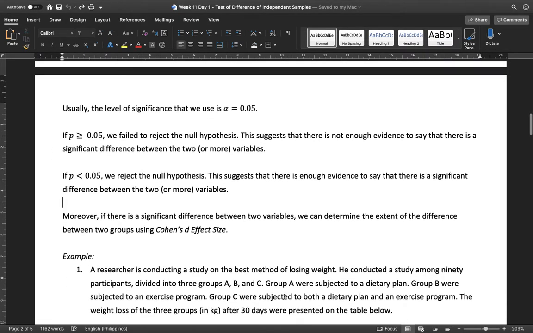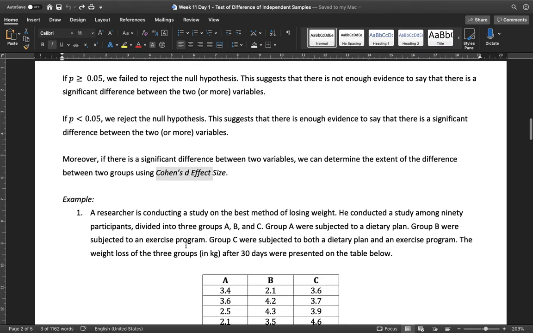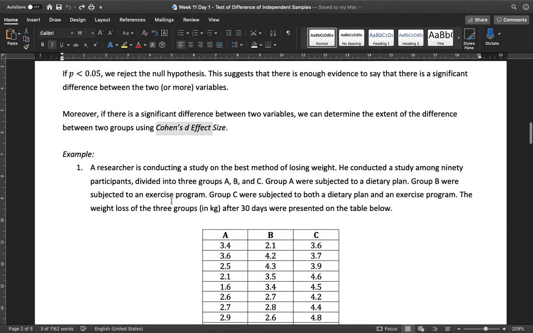Now, kung may significant difference ang dalawang variable, we can determine kung how large ba yung difference nila using the Cohen's d effect size. I-google nyo yan, marami namang calculators niyan actually. So, example tayo. A researcher is conducting a study on the best method of losing weight.